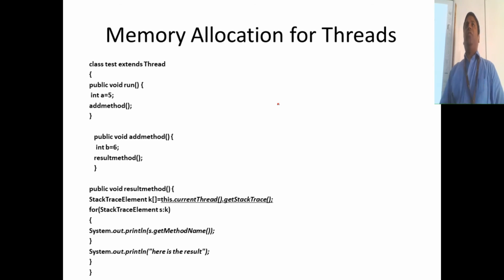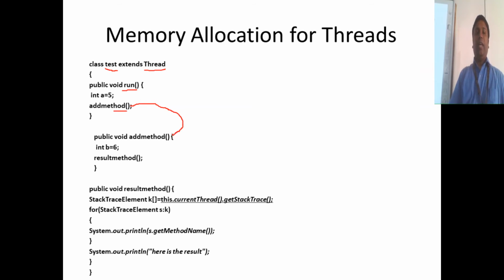Memory allocation for threads. So we say everything is running parallelly. How does memory get allocated for threads? So I have a thread here, class test extends thread. Inside this I have the run method. Run method is calling the add method. Add method has some variables. It calls the result method. So from run you call add, from add you call result. Each method has some variables.